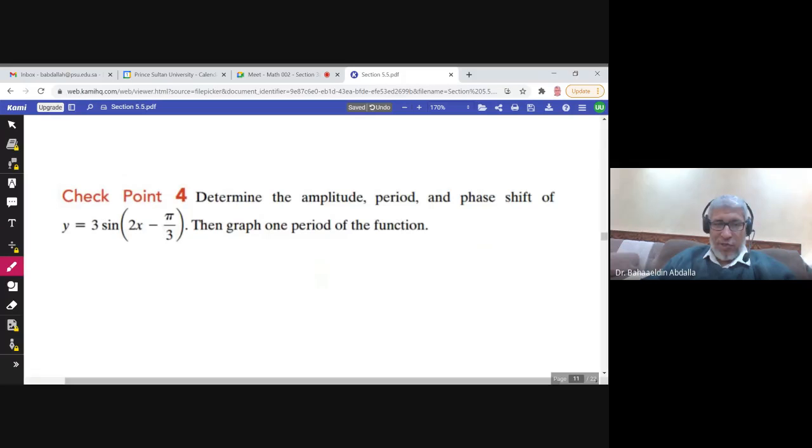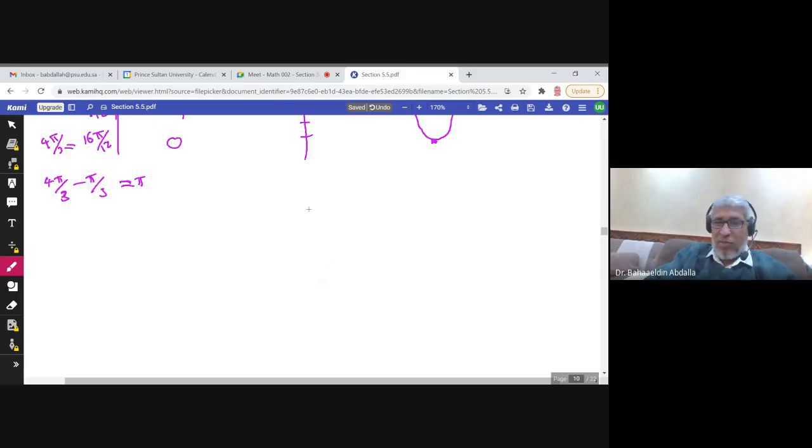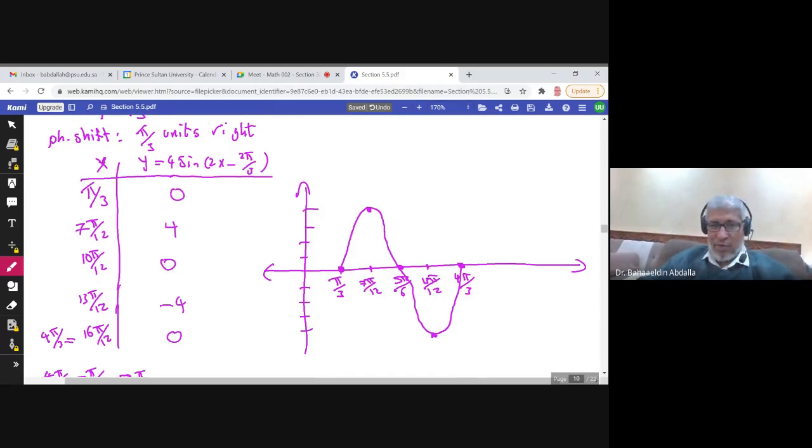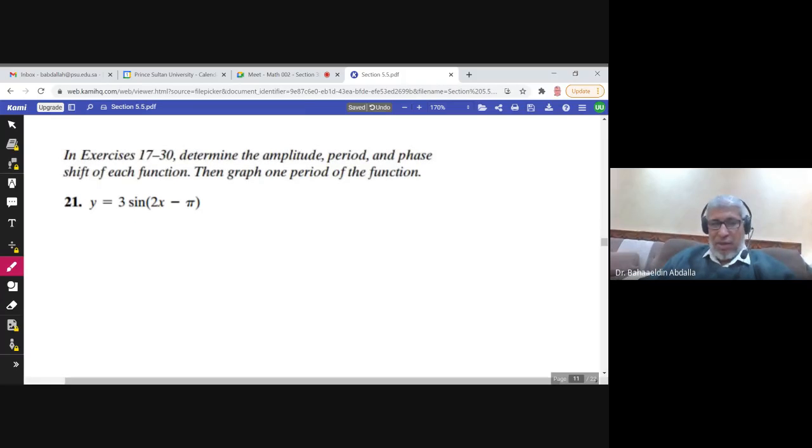Please do this one at home. Step by step, you will be able to graph one period. This is one period, by the way, only pi, one period. He asked about one period. You can also do this at home, please. Okay, do it, try. And I will leave this also for you.